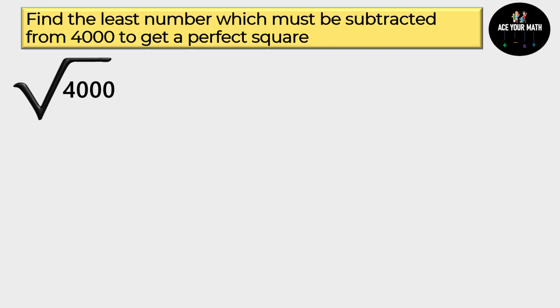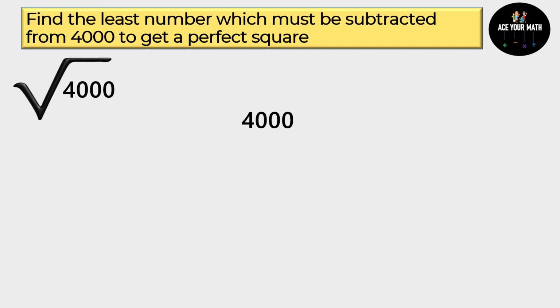See, find the least number which must be subtracted from 4000 to get a perfect square. So the question indicates that 4000 is not a perfect square. So what we will do first, we will see whether it's a perfect square or not. Okay, so we'll do it by long division method.